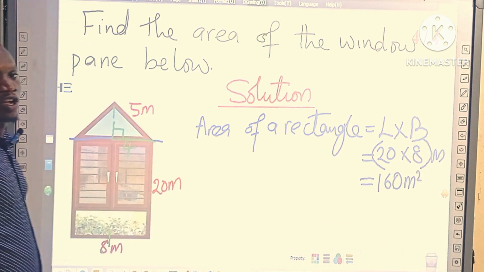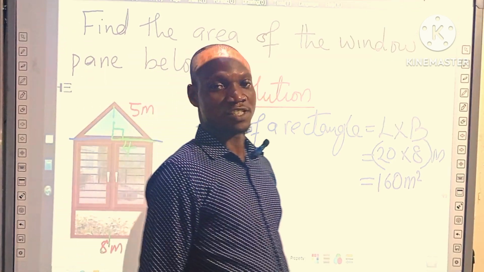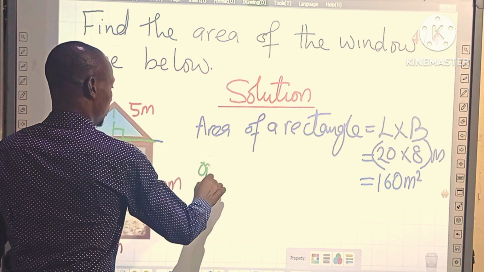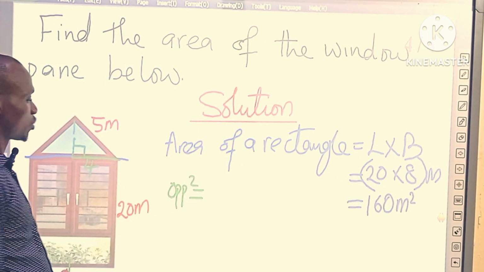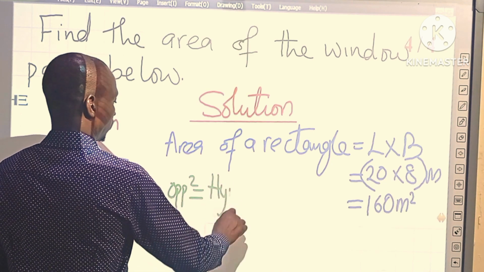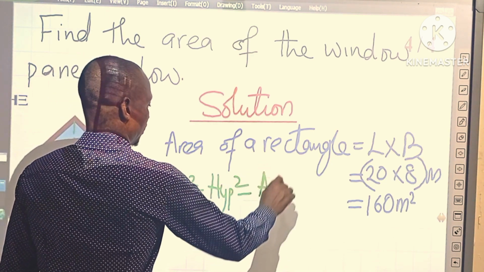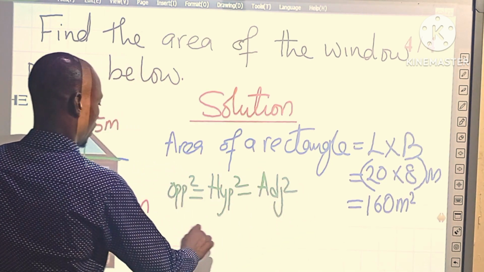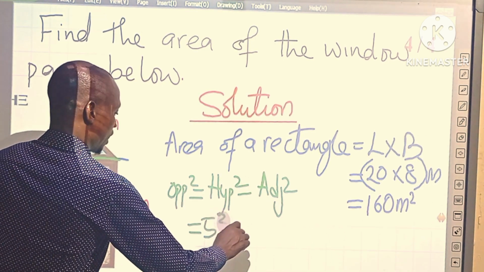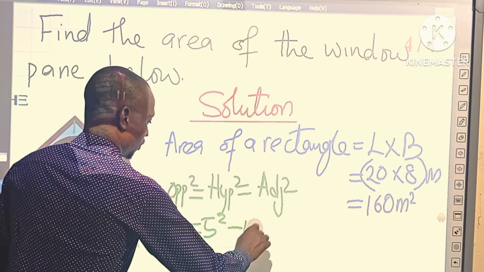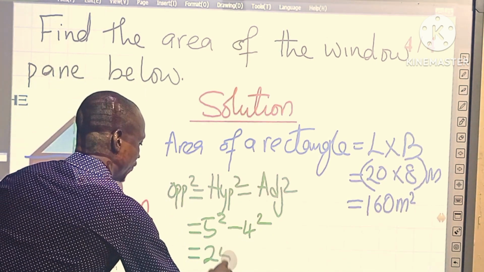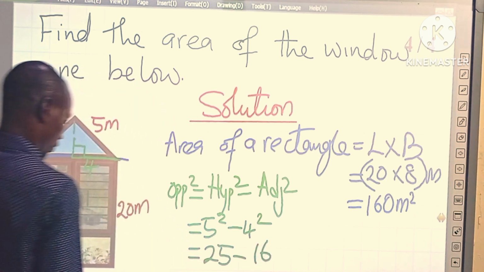4. So with this, we can apply the Pythagoras theorem, which says the opposite squared is equal to hypotenuse squared minus adjacent squared. So with this, we can input this into the formula, which would be what? 5 squared minus 4 squared, which is simply 25 minus 16.